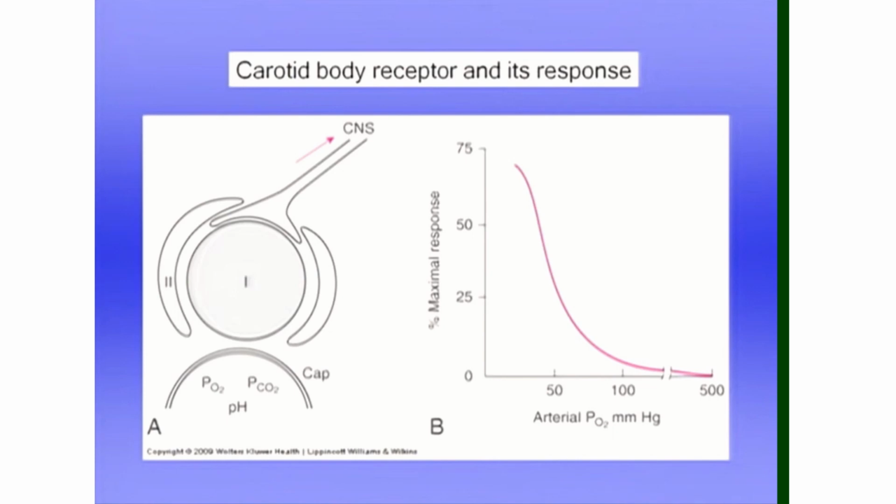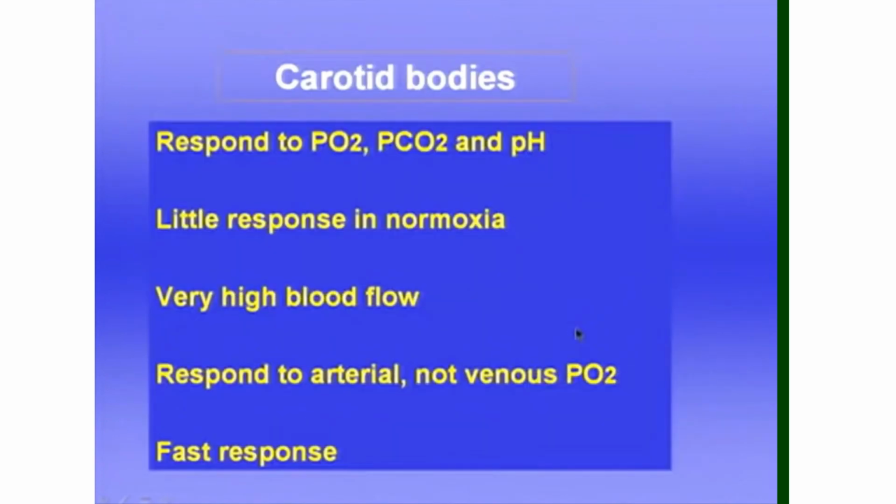We're under normoxic conditions, and the response of the receptor is not important there. But as you reduce the arterial PO2, for example, by going to high altitude, then the response increases rapidly, as you can see. So it's a very nonlinear response.